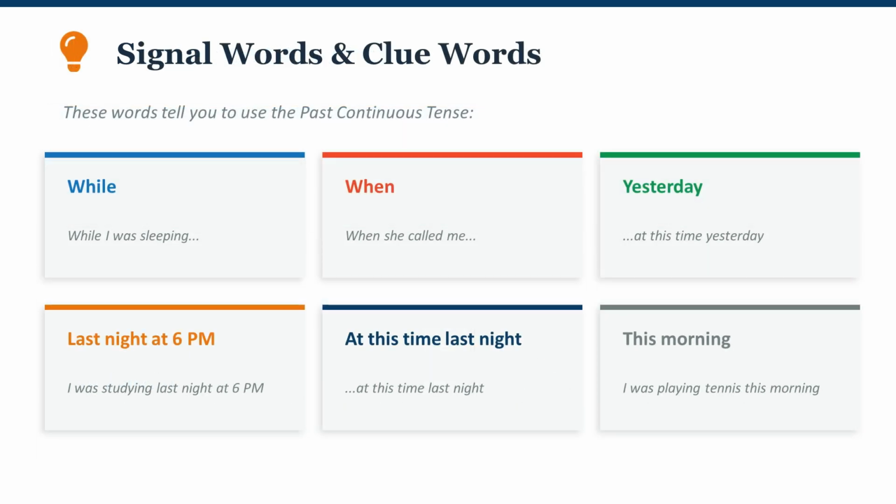Let us talk about the signal words or clue words that help us identify when to use the past continuous tense. The most common signal words are while and when. While introduces the ongoing action. For example, while I was sleeping, a thief came to my home. When introduces the interruption. For example, I was reading a book when she called me. Other clue words include yesterday, last night at 6 p.m., at this time last night, and this morning. Whenever you see these words in a sentence, it is a strong hint that you should use the past continuous tense.